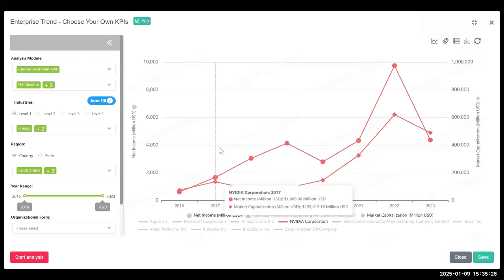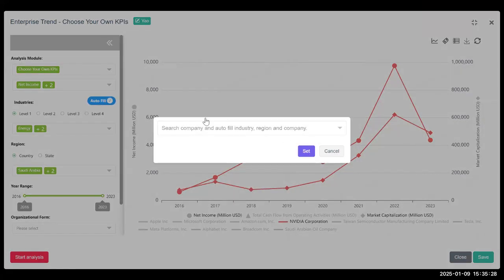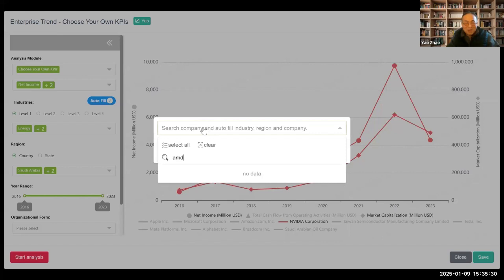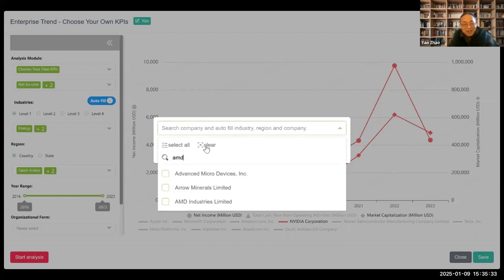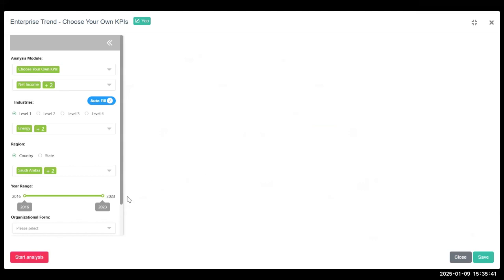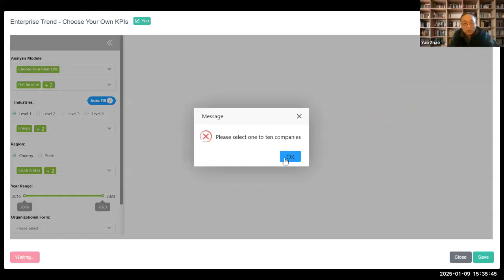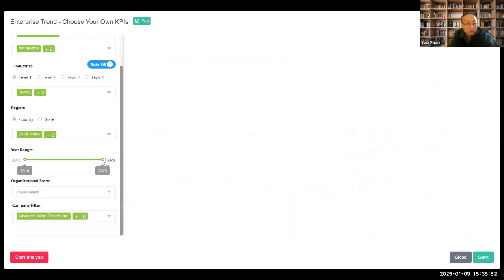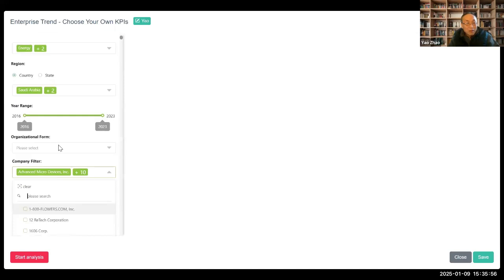AMD, computers. AMD, that's a good one. Advanced Micro Devices, right? I have to set it. And Intel. Intel, yes, that's a good one too. Please take up to 10. Oops, what's going on here? Oh, I selected way too many, so I have to remove something. Let's clear it out.